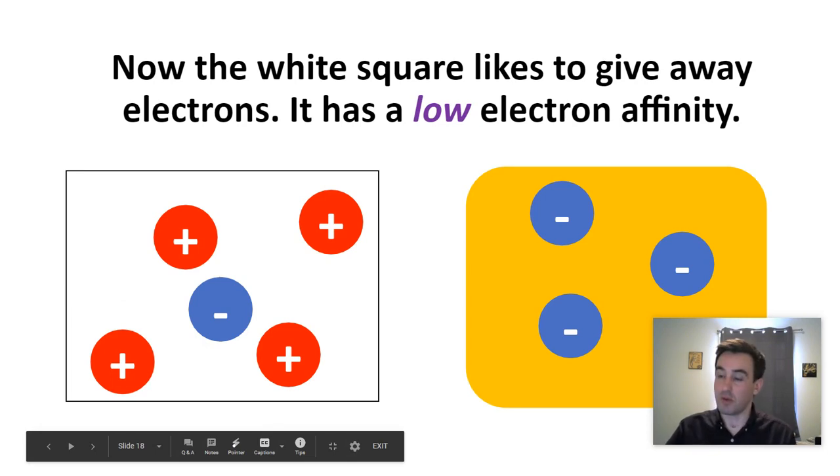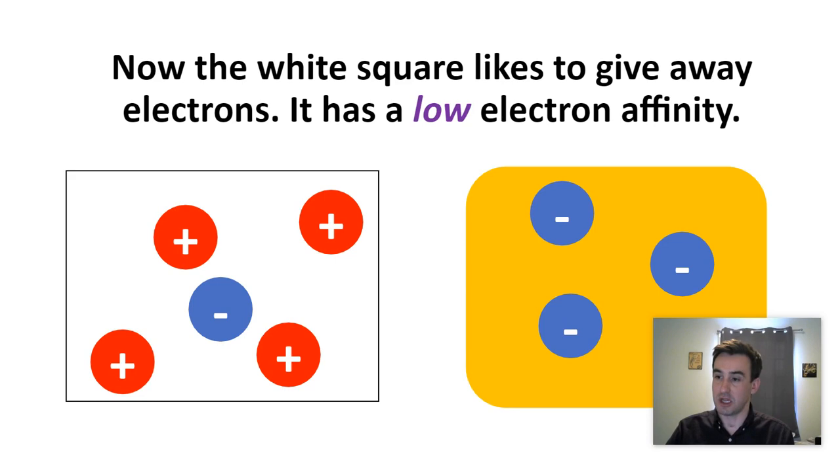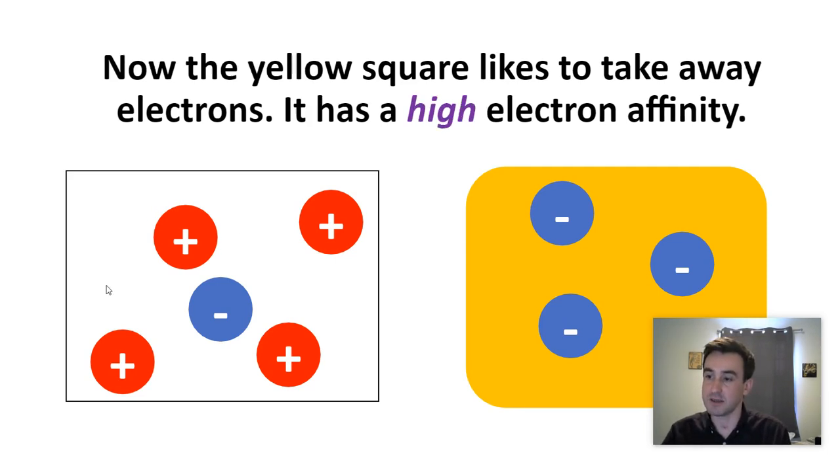If we go back to our original example here, our white box lost electrons. So we could say that it has a low electron affinity, or at least a lower electron affinity than the yellow box. Similarly, the yellow box gained electrons. It stole electrons away from the other object. So it has a high electron affinity, or a higher electron affinity than the white box.